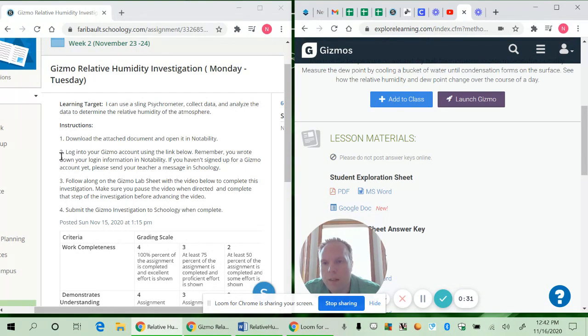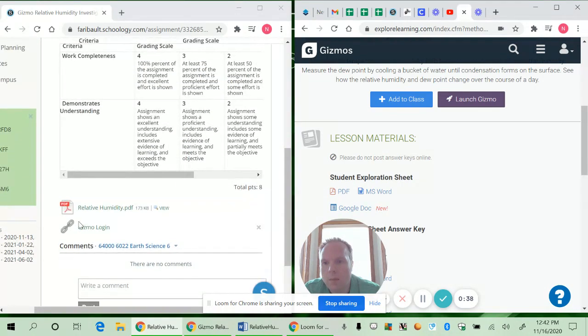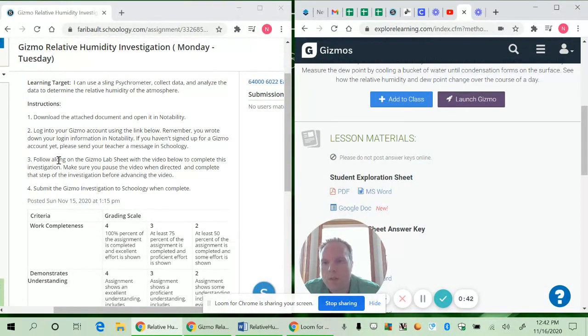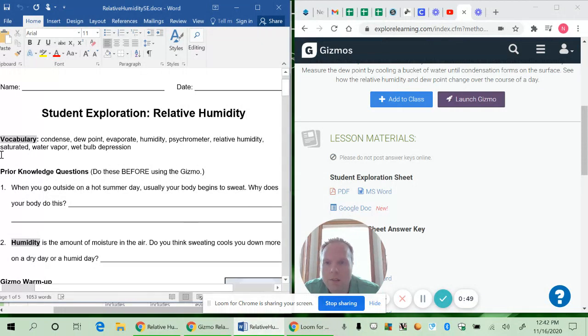So to start this assignment, you want to follow your instructions. So we're going to download the attached document, open it in Notability. That document is this one right here, relative humidity. And then we're going to log into Gizmos. Okay. So the document you're going to download is going to look like this.